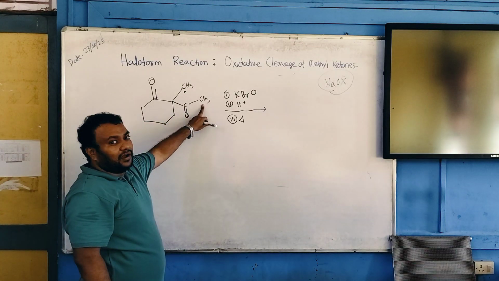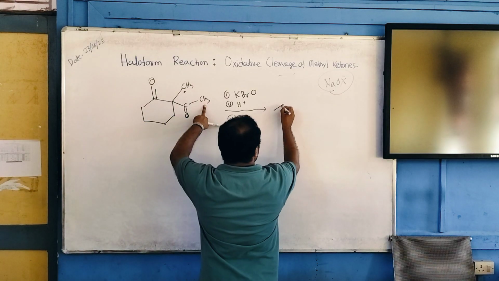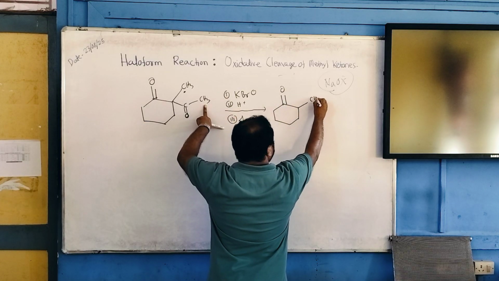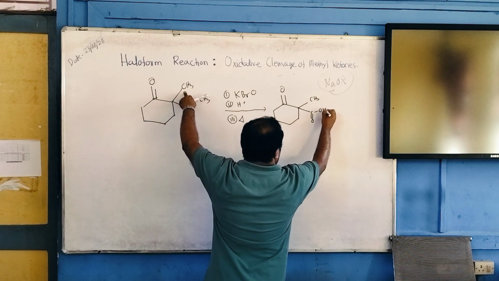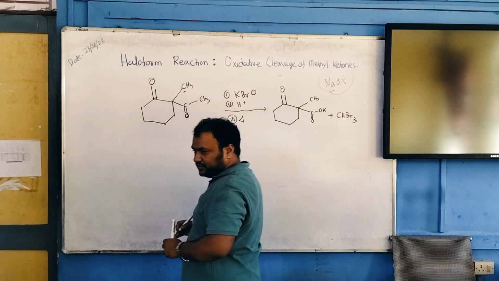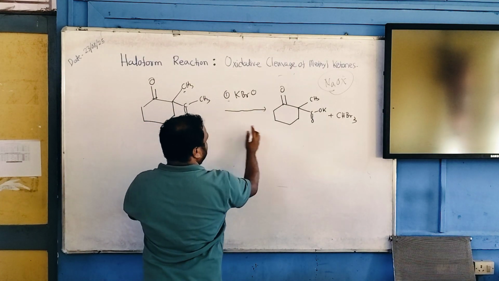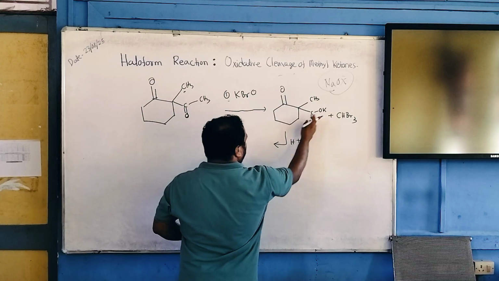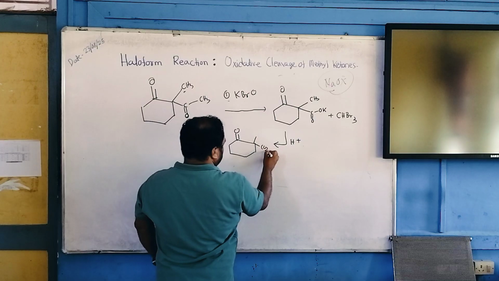So this carbon will be converted into CHBr3. What will be your first product? Your first product will have this CH3 remain as such, but this other CH3 will be converted into CHBr3. Make sense? That is when you treat this with KBrO. Then in the next step you are treating this with H plus. That means you convert it into carboxylic acid, CO2H.